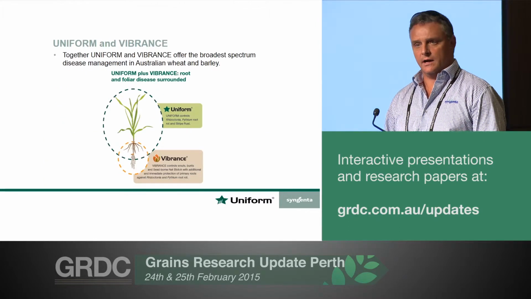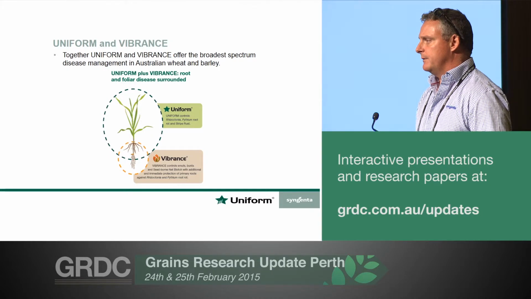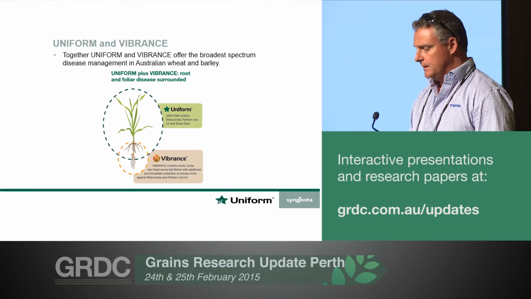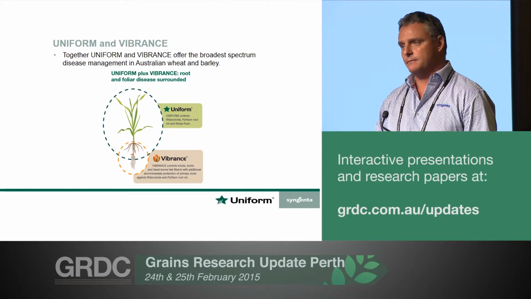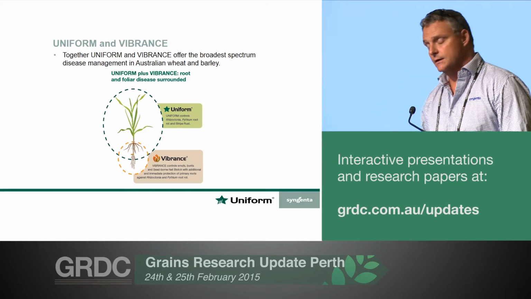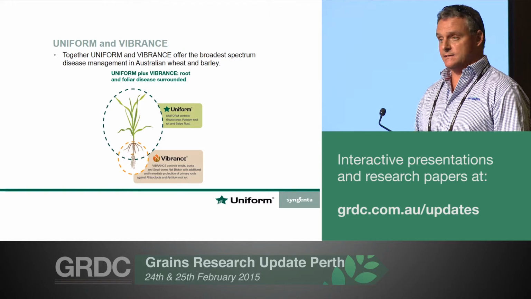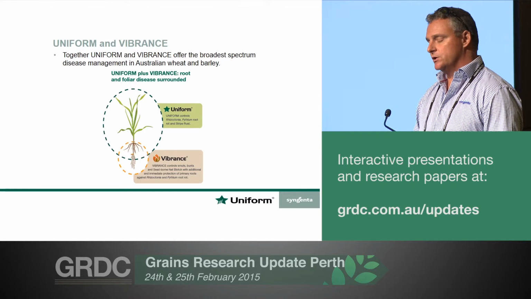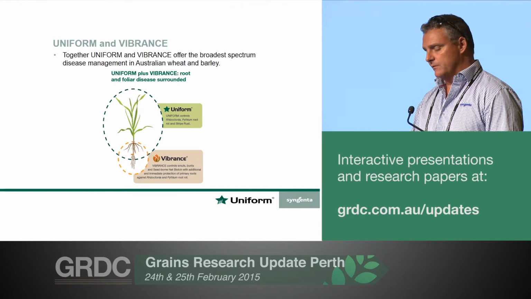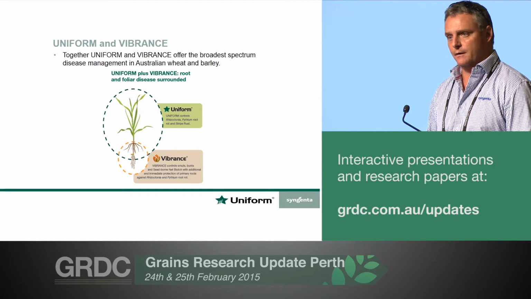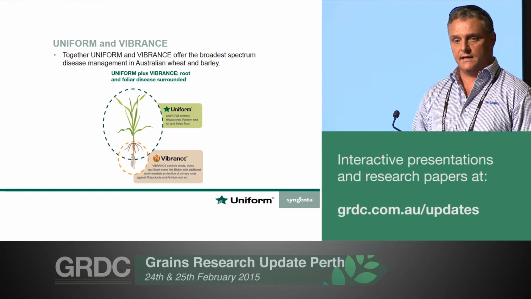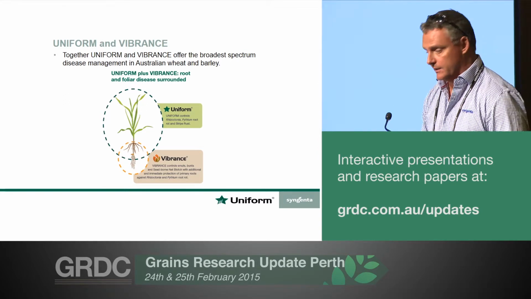In a number of cases, we are going to be advocating Uniform and Vibrance be used in combination. There's a number of reasons for this. Uniform controlling the Rhizoctonia, Pythium, and stripe rust. Vibrance gives you the smuts, bunts, and the seed-borne net blotch. Also, Vibrance will give you the early Rhizoctonia control. Obviously, you're not going to get control from the in-furrow product until the roots have got down to that band. So Vibrance does give you that early control.